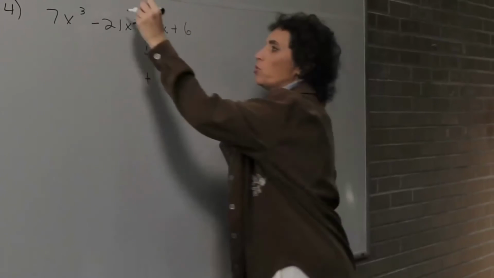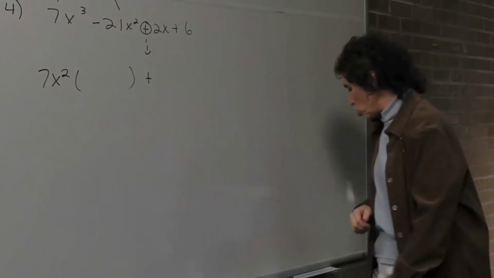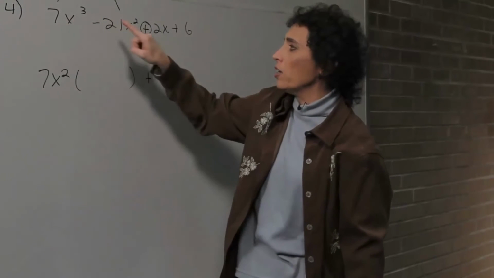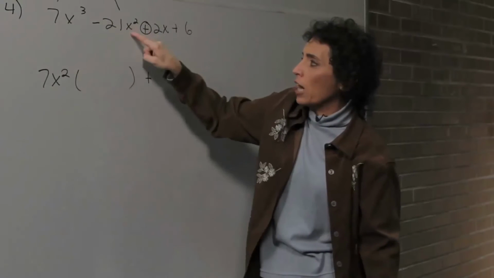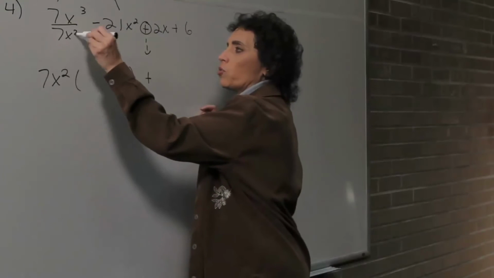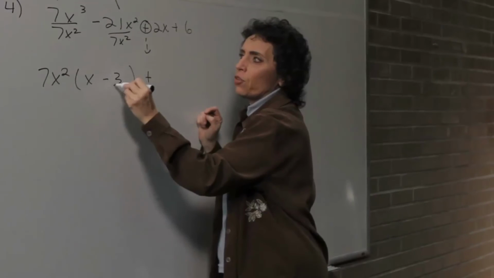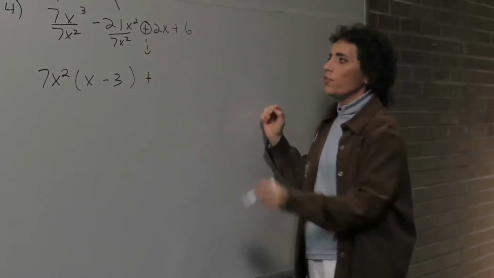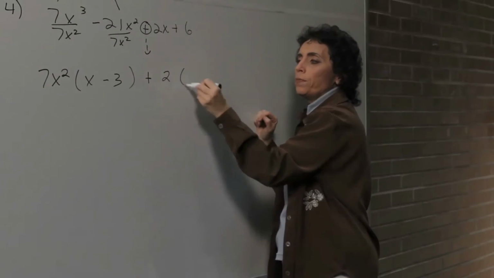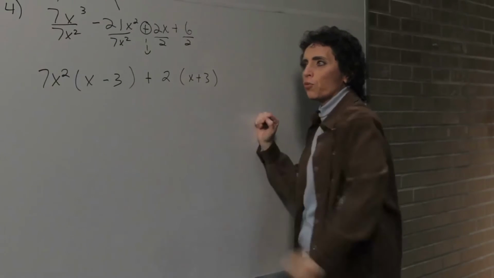Ready? First 2 terms has a GCF of 7x squared. If you're not sure why that's your GCF, let's talk about it. 7 goes into 21, and x squared is a common factor, and that's the lowest exponent you see. So divide by 7x squared, divide by 7x squared, and you get x minus 3. Now, let's bring down the 2. Let's take out the GCF. GCF is 2. Divide by 2, and we get x plus 3.